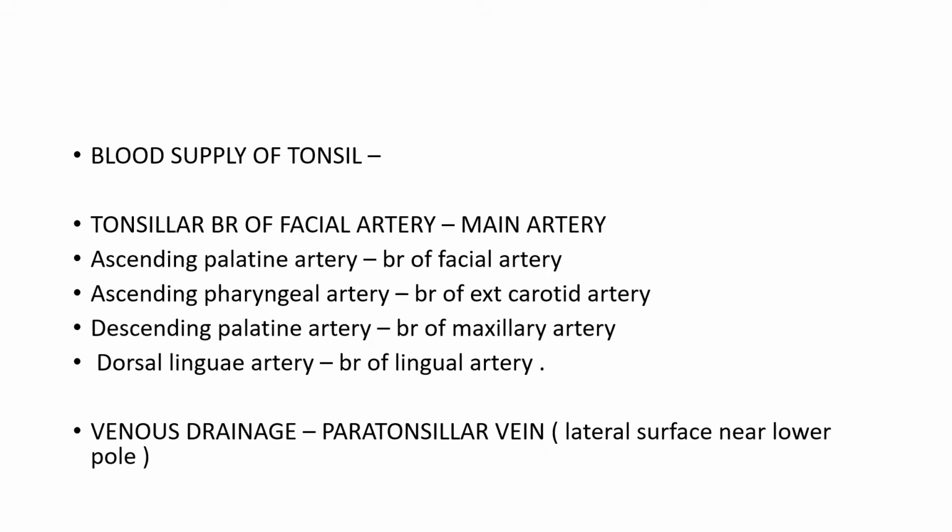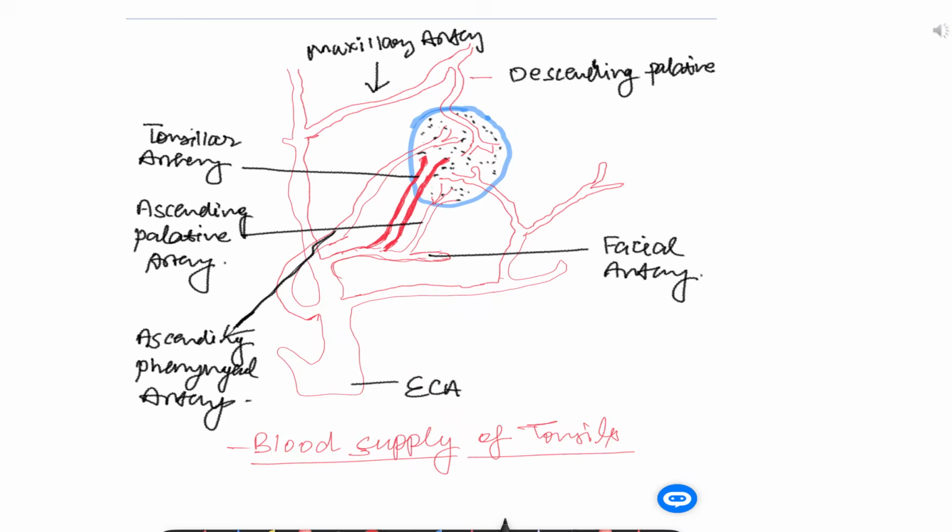Now coming to the venous drainage, there is a thick vein that enters into the tonsil from its lateral surface, that is known as paratonsillar vein. So that is the main vein responsible for the venous drainage, that is known as paratonsillar vein.